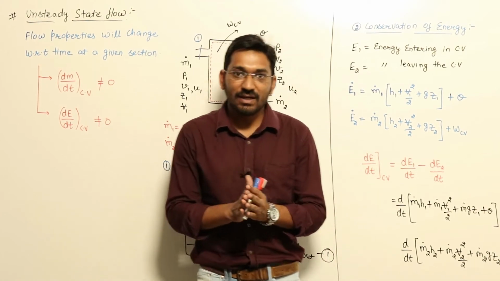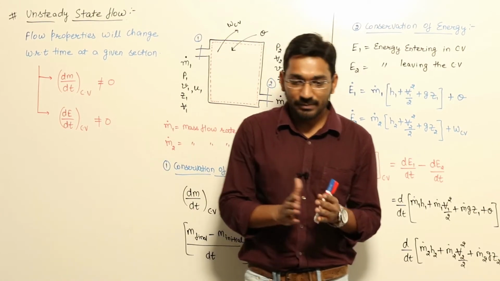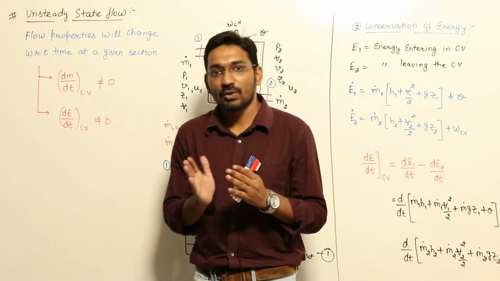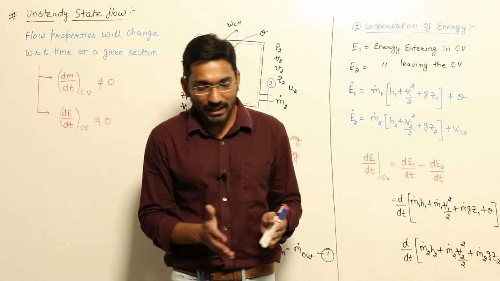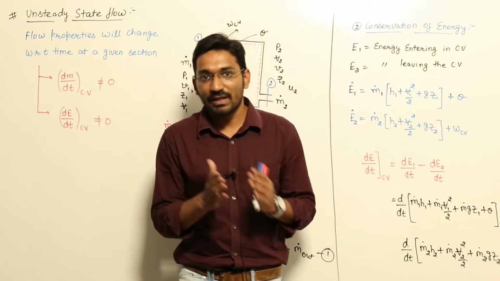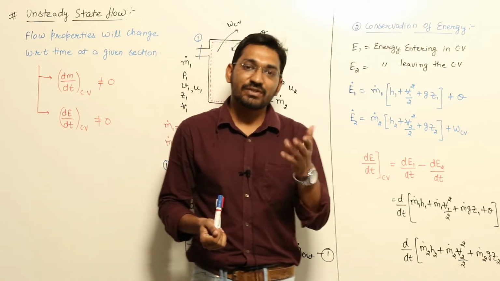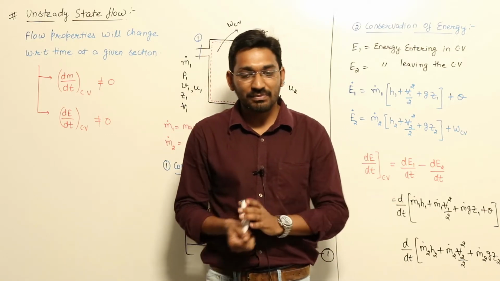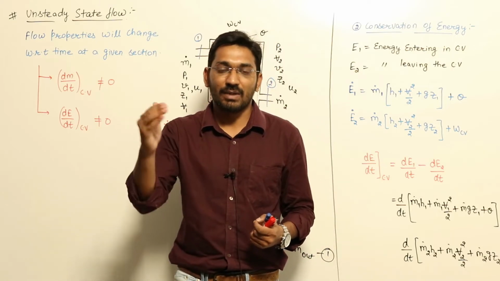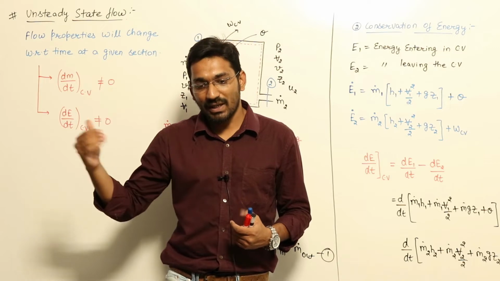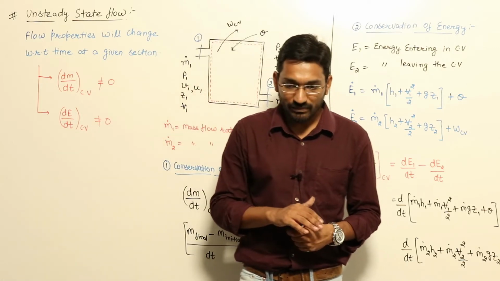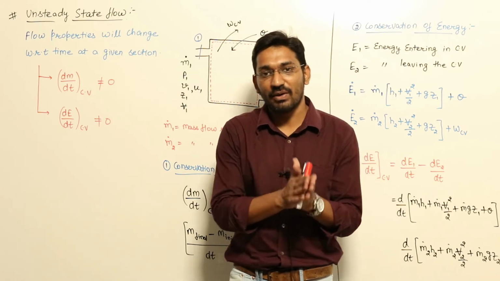Up to now we studied the steady flow energy equation, where the flow we considered is a steady flow, in which there is no change in property with respect to time at a given section. So we can derive the steady flow energy equation, which is the first law of thermodynamics for an open system: H1 + V1²/2 + gZ1 + Q = H2 + V2²/2 + gZ2 + W_CV. This is all about steady flow, when the flow is steady.